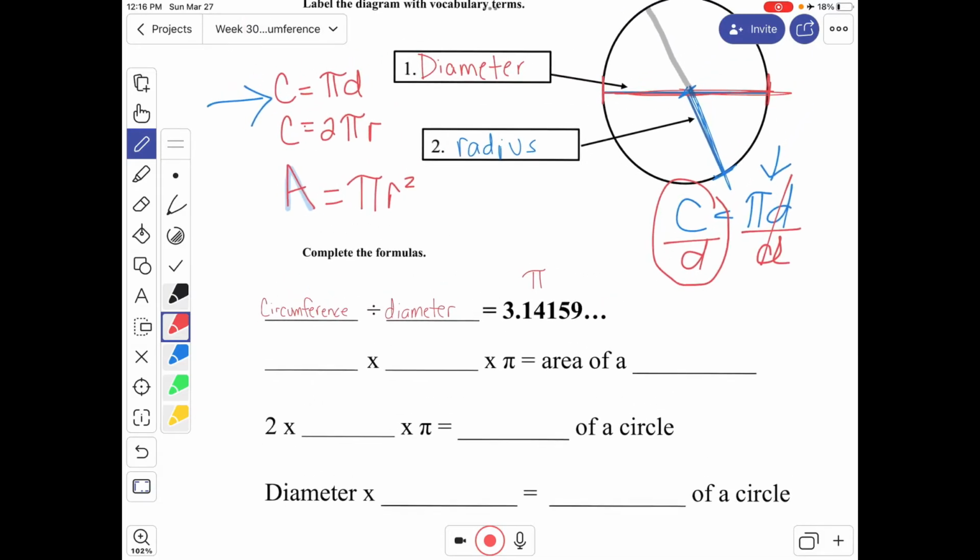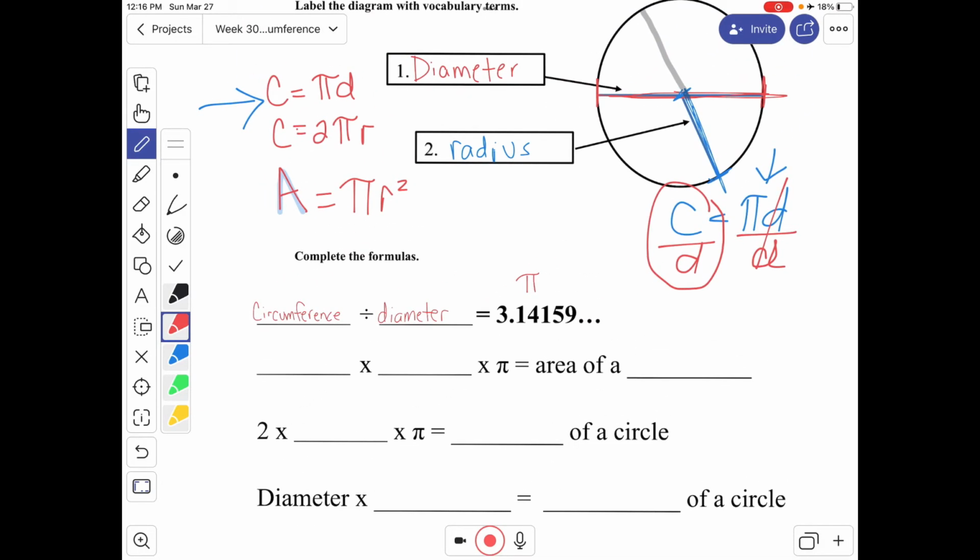The next fill in the blank is blank times pi equals the area of a, well, we kind of know it's going to be area of a circle. That's what we're talking about. So what do we multiply pi times to get area of a circle? That would be this formula. Radius squared means radius times radius. You multiply it times itself.